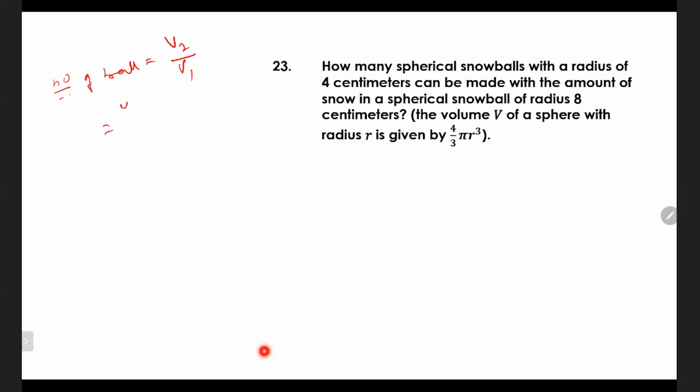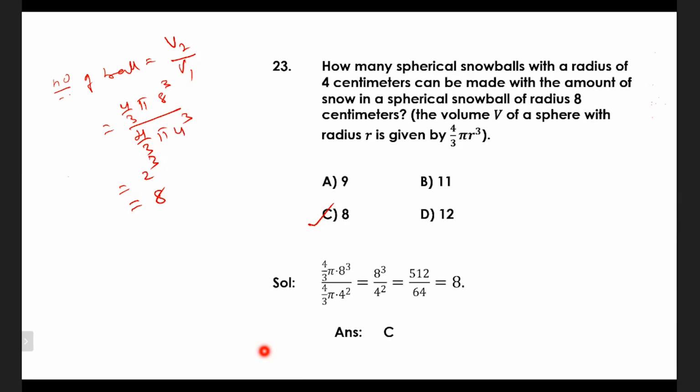So volume of sphere is 4 by 3 pi. Radius of this bigger one is 8 cube by 4 by 3 pi 4 cube. So that is 2 cube. So that is equal to 8. So the number of snowballs that can be made is 8. So option C satisfies. Note it, children, quick.